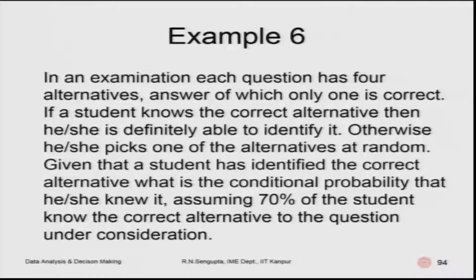So, we will consider some probability values for picking the random answer, and there is a very simple practical concept for that also. Now, given that a student has identified the correct alternative, what is the conditional probability that he or she knew the answer, assuming 70% of the students know the correct alternative to the question under consideration? So, with this, what assumptions will we consider and how will we proceed?